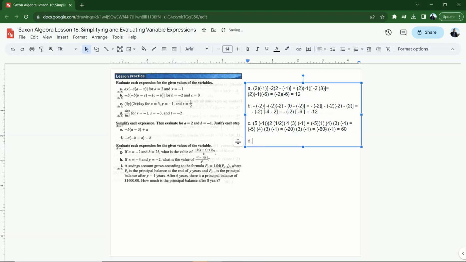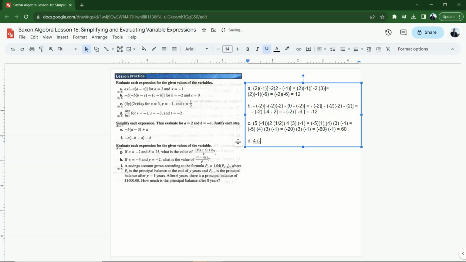All right, moving on to letter D. Here I have a fraction. So the previous one I was multiplying with 3 variables. This one I'm dividing with 3 variables. Keep in mind the fraction bar acts as an inclusion symbol. So here I have 4rs.